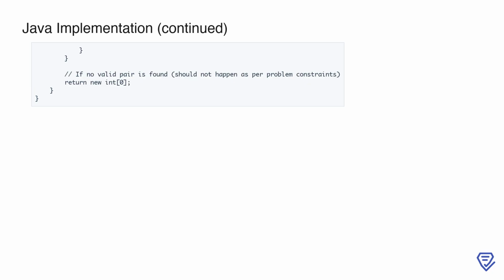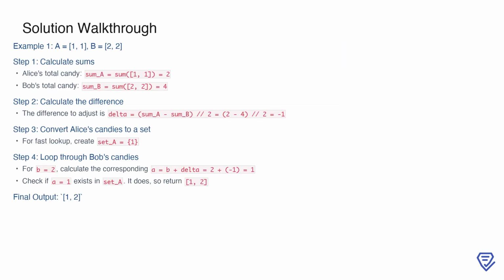To solve this problem, we start with the given arrays A and B. In this example, Alice has candies A equals [1, 1], and Bob has candies B equals [2, 2]. First, we calculate the total amount of candy each person has. For Alice, the sum is 2, and for Bob, the sum is 4. Next, we calculate the difference that needs to be adjusted so that both have equal amounts of candy. This difference, delta, is computed as the difference in their sums divided by 2, which gives us -1 in this case.